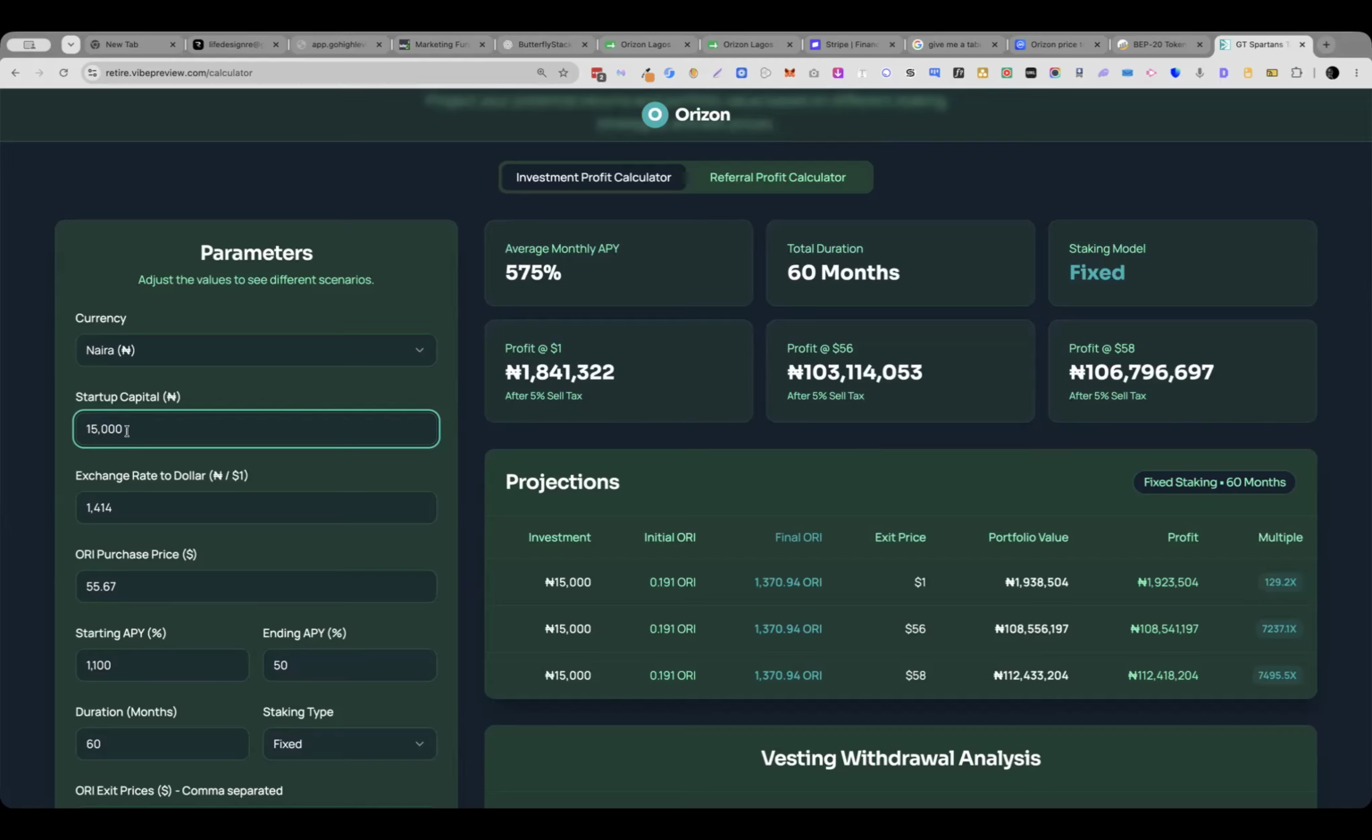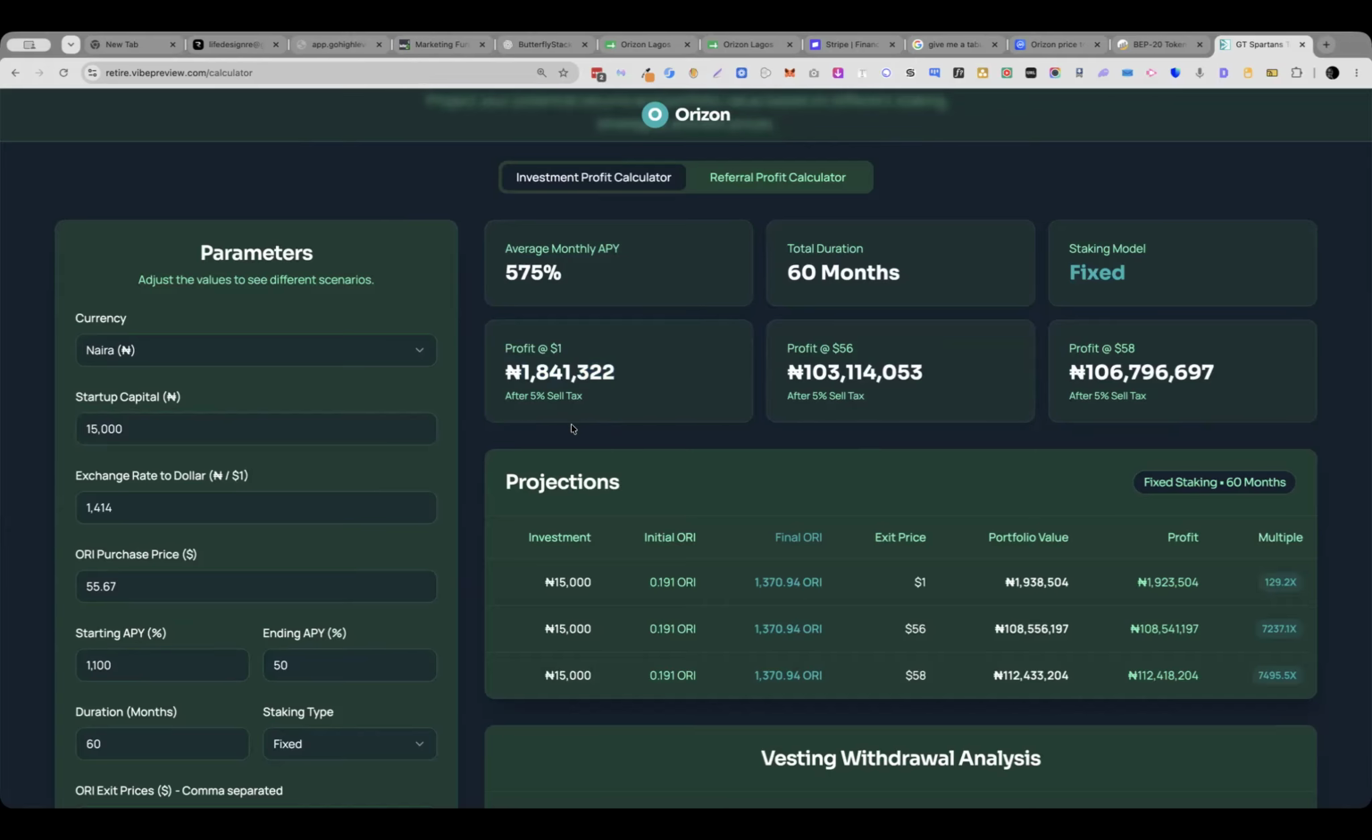Your 15,000 naira, even at a $1 exit price, let's say something went wrong. Elon Musk made an announcement that crashed it. The AI got angry and disowned the buyback mechanism, and he stopped managing the price, and the thing now fell to $1. You still come out with 1.8 million 60 months from now.